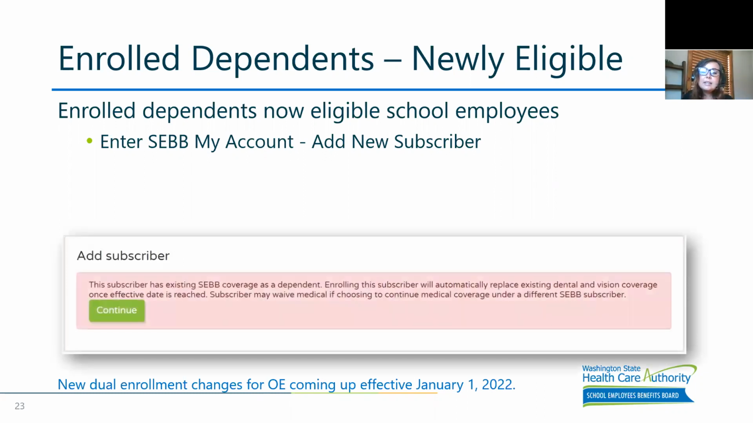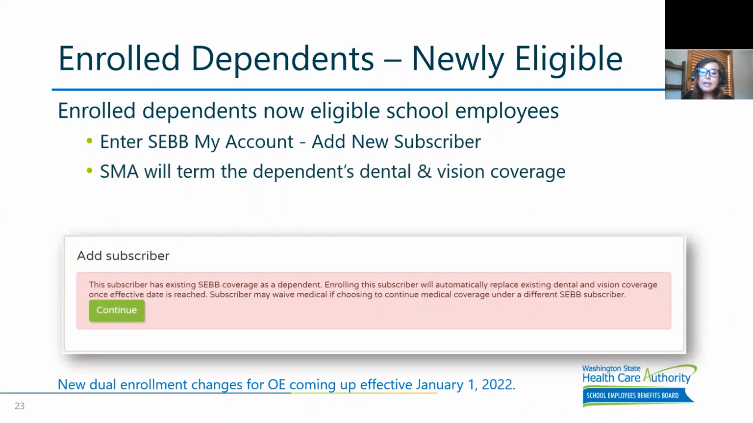And then you will receive this notice after entering in their social security number and their date of eligibility. The notice is letting you know that this employee has existing SEBB coverage as a dependent, and that SEBB My Account will term the dependent's dental and vision coverage once their own effective date of coverage is reached. And I also want to note that a special open enrollment or SOE is not required to remove the dependent from the other person's SEBB coverage.